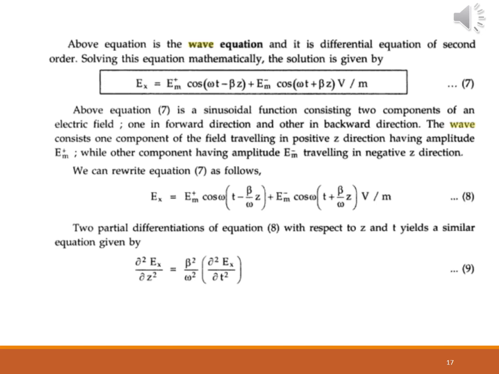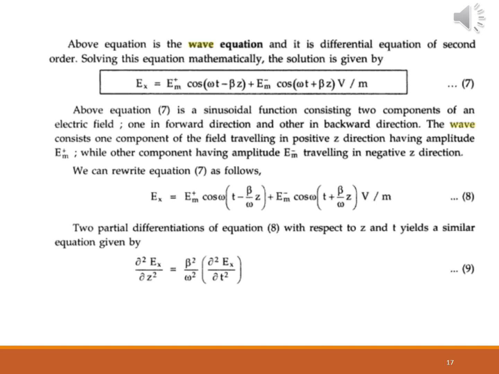So what you have to understand is, when you solve the second order differential wave equation, you're going to get an equation that has two quantities. Here the first sinusoidal function represents the wave in the forward direction, and the second term represents the wave in the backward direction. That means your wave which is propagating in the positive z direction has an amplitude Em plus, and the wave propagating in the negative z direction has an amplitude Em minus.